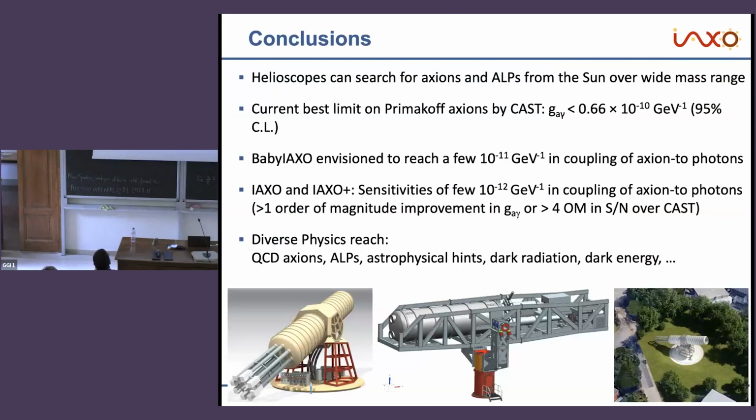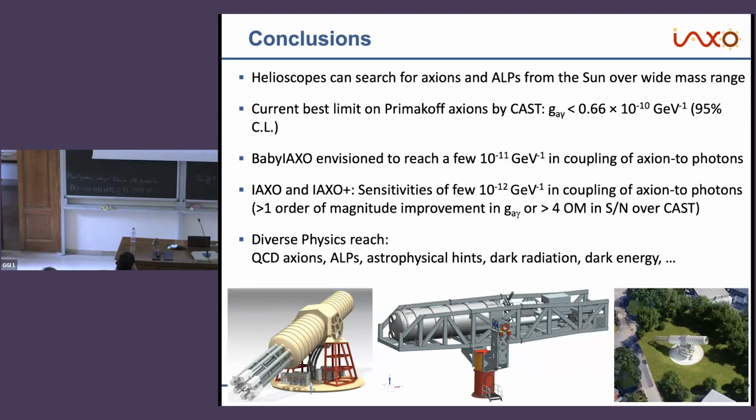Helioscopes can search for axions and ALPs from the sun over a wide mass range. The best current limit over a wide mass range is given by CAST with the IAXO Pathfinder installed, limited to g_aγ to 0.66 times 10 to the -10 inverse GeV. BabyIAXO is envisioned to reach sensitivities down to 10 to the -11 per GeV, and advanced setups of IAXO and IAXO Plus should reach down to 10 to the -12 per GeV. So more than 1 order of magnitude improvement in g_aγγ compared to CAST, 4 orders of magnitude in signal to noise. So hopefully that's going to help us discover the axion.